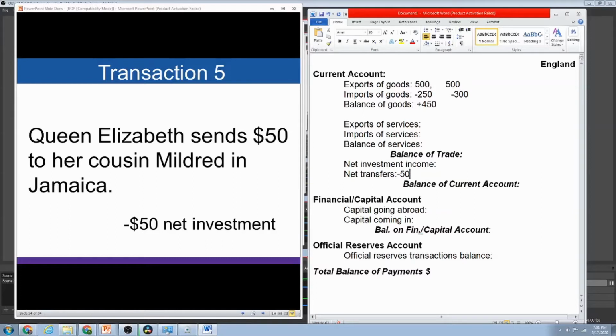I understand this one would be confusing. Just think about it for a second. There's no goods. There's no services. There's nothing being bought. It's just money leaving. So it's a transfer. It's like a transfer payment. Nothing's being produced for it. Okay.